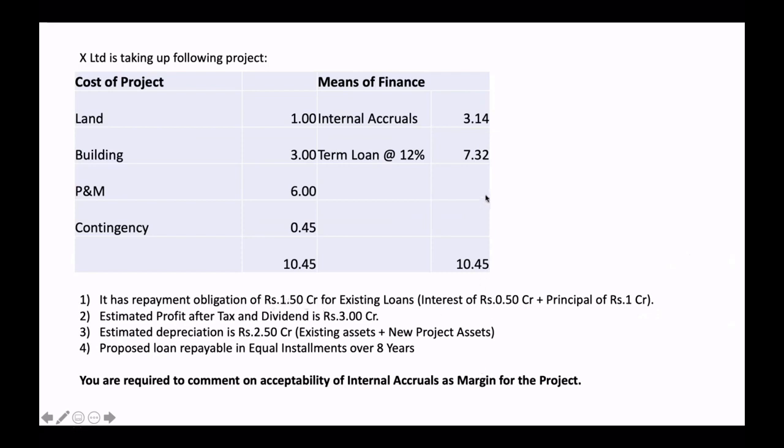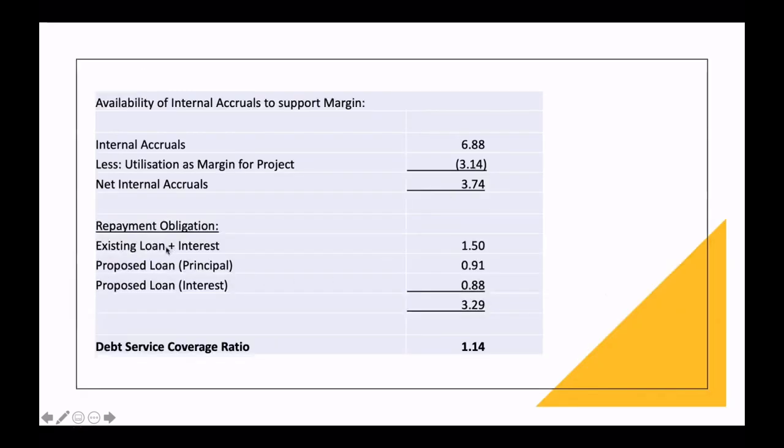What is the proposed repayment obligation? 7.32 crore divided by 8 years. So you will get your annual repayment plus the interest. So let's capture that here. Existing loan plus interest is 1.5 crore.